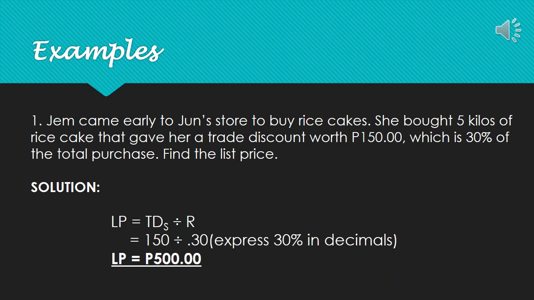So, another way of solving the list price, if the given is only the single trade discount and the discount rate, we'll use the formula LP equals TDS divided by R. So, our single trade discount is 150 pesos divided by the discount rate, which is 0.30, and then we'll get the list price or the original selling price, which is 500 pesos.